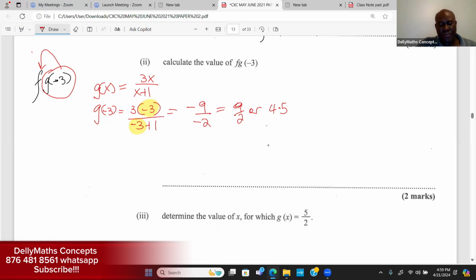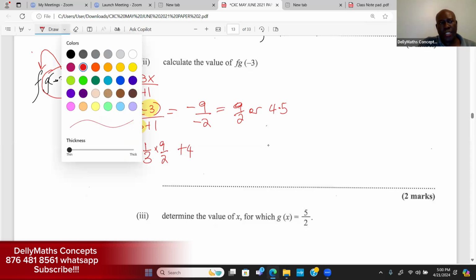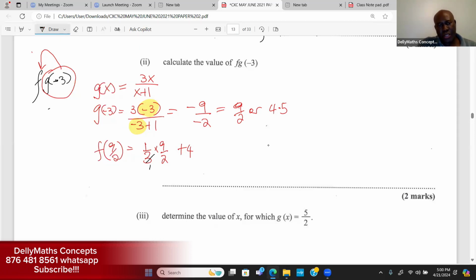So if I find g of -3, what I'm going to do is input that in the f function. So now I'm going to put that value, which is 9 over 2, in the f function. So remember the f function, it's going to be 1/3 x, but I'm going to have something for x here. I'm going to have 9 over 2, and then whatever I get, I'm going to add 4 to it. Remember the f function. In this case, whatever we could cancel, we take it. For example, 3 into itself is 1, 3 into 9, that's going to give me 3.